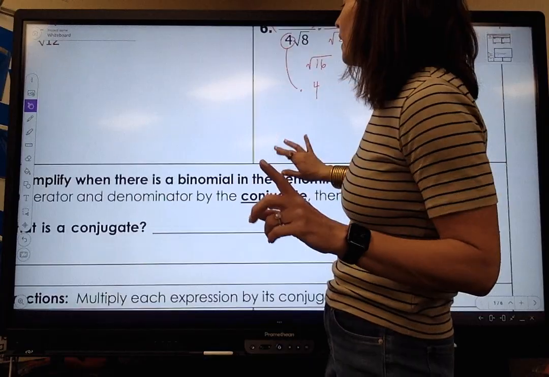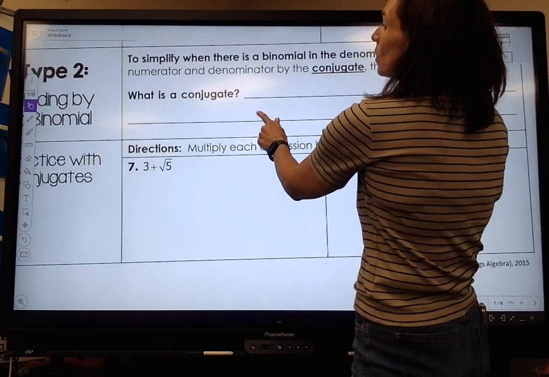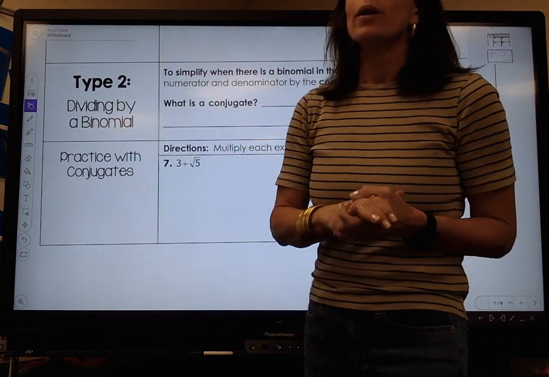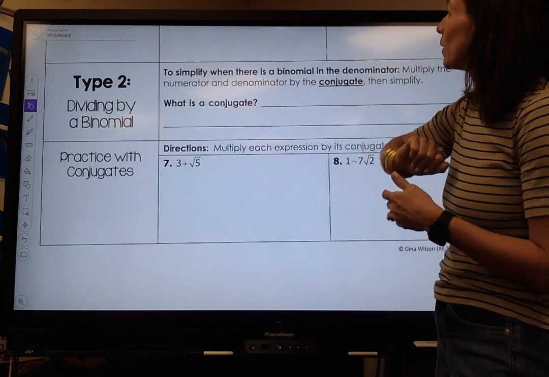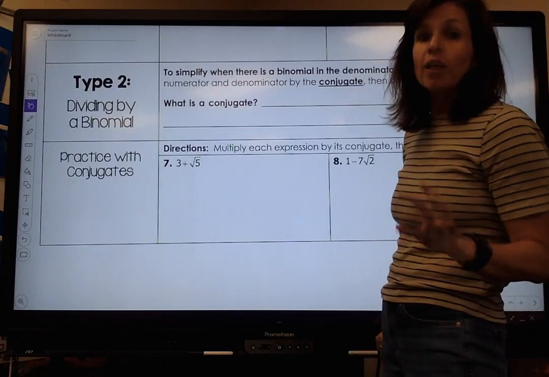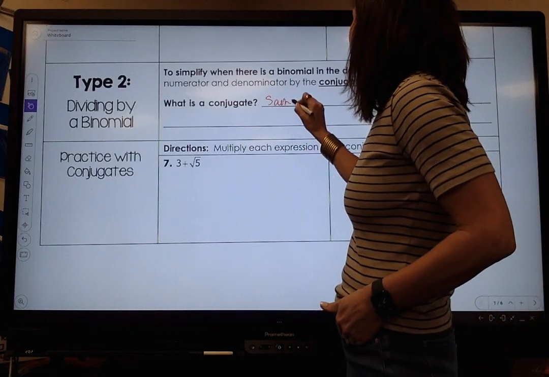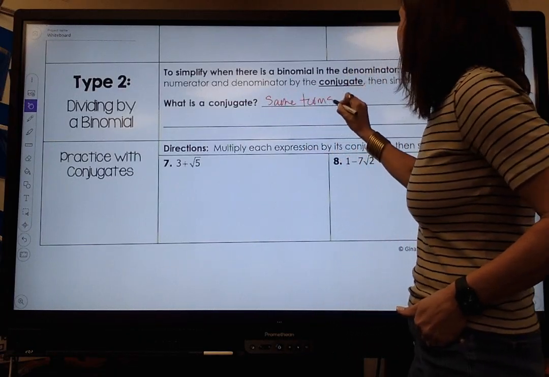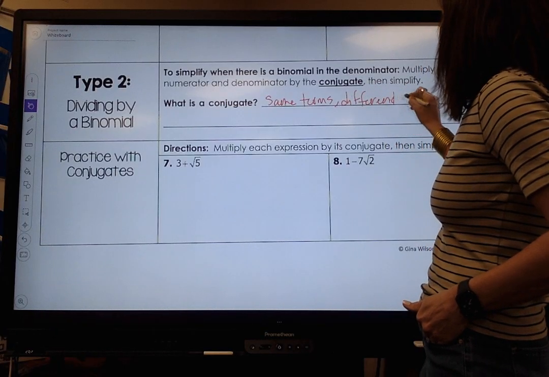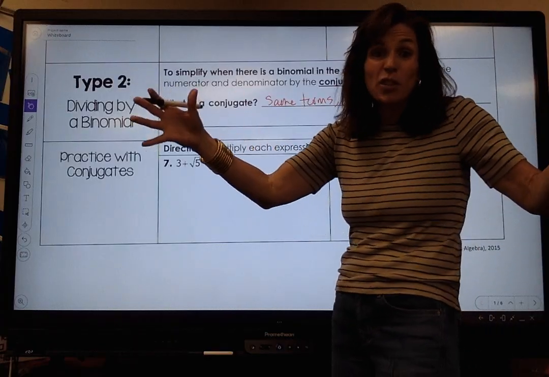That's type 1. Now, let's take a look at type 2, when we are dividing by a binomial. So when we divide by a binomial, you must multiply by the conjugate. So the conjugate, all that it means is same terms, different sign. Here's what I want you to think of. Think of difference of squares.